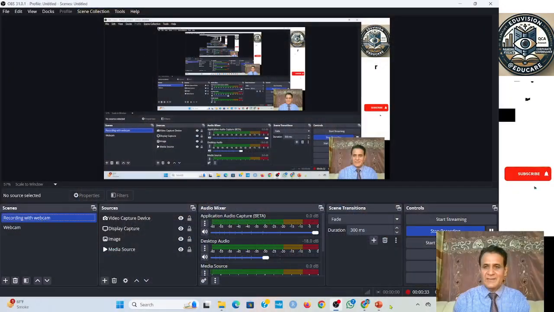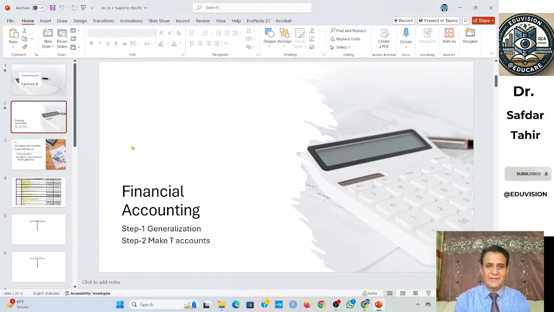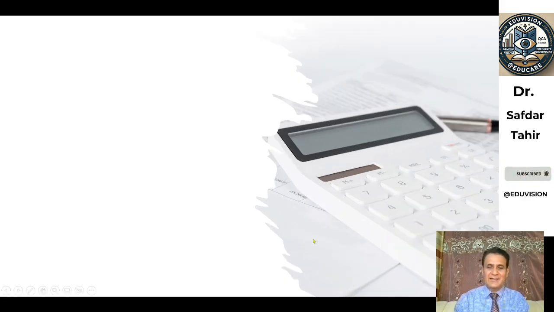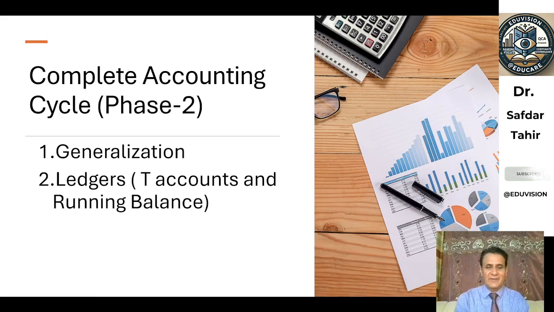Now look at the 10 transactions we have already made in the previous lectures. These are the 10 transactions. Okay, the first step is the journalization, and we move toward the second step, that is making T accounts. So in this lecture we will learn how to make the T account. The first is the journalization, and the second is the ledger, that is the T account and running balance. In this video, we will only discuss the T account.